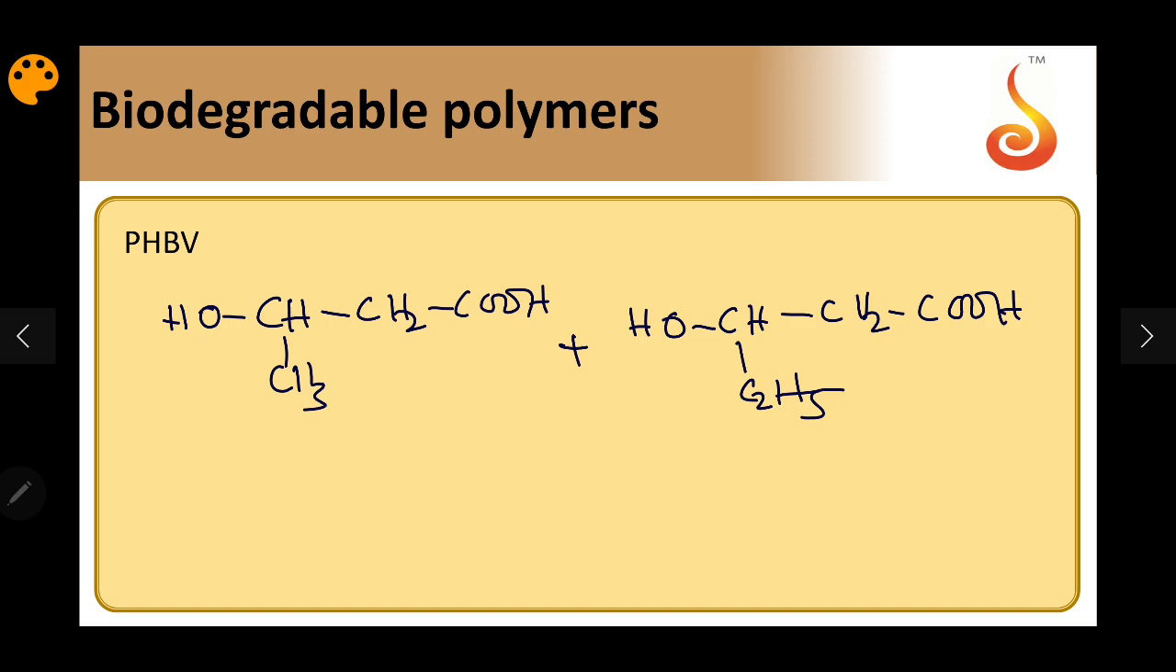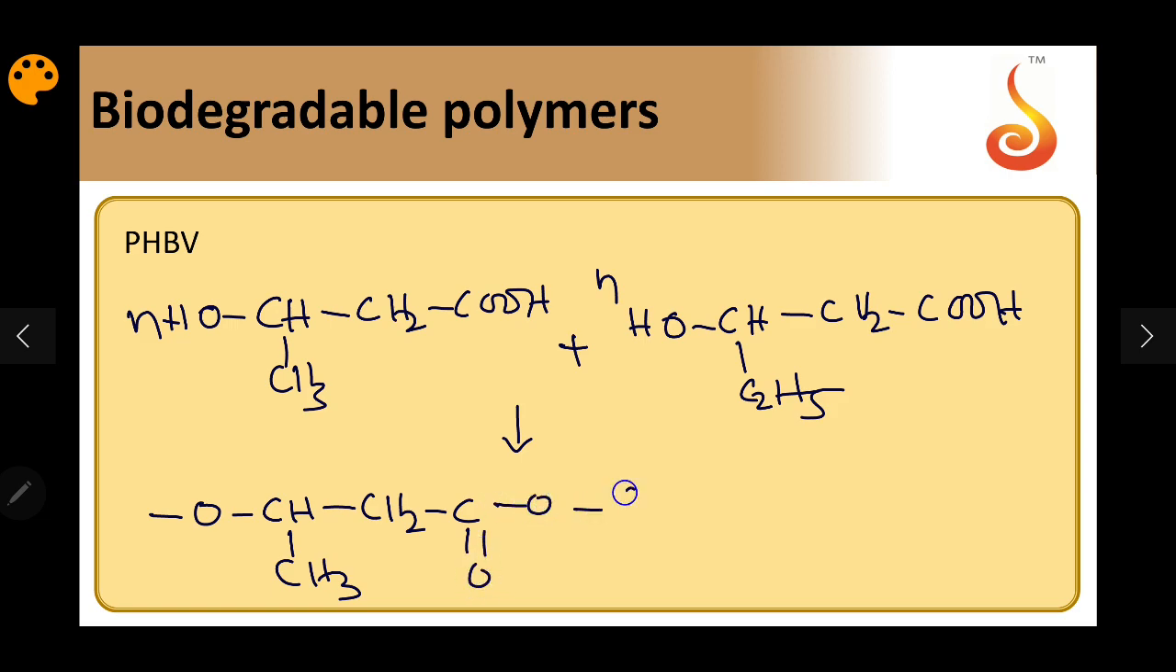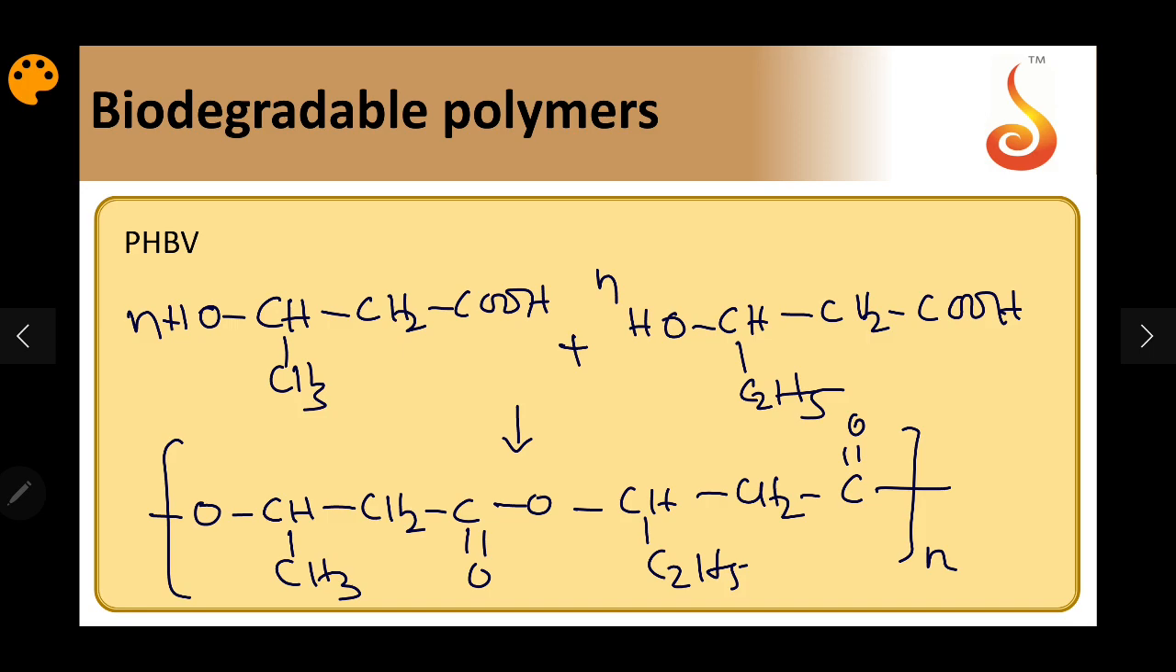So basically they are polyesters. Esterification takes place. The partial structure will be like this. This is n, this is n. If I take oxygen, then CH, CH3, CH2, C double bond O, O, CH, C2H5, CH2, C double bond O, and repeats. This is one example of biodegradable polymers.